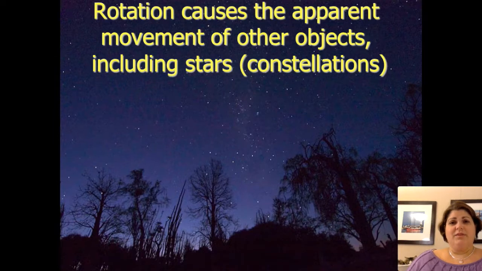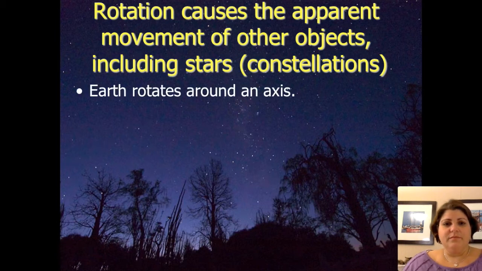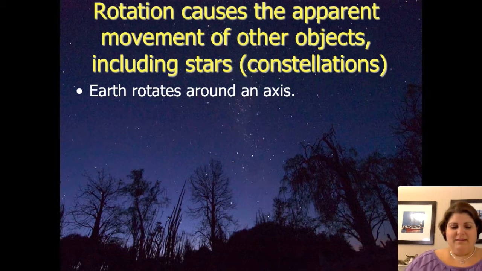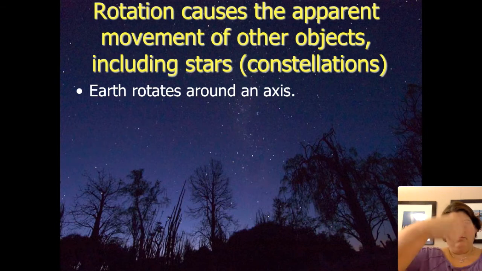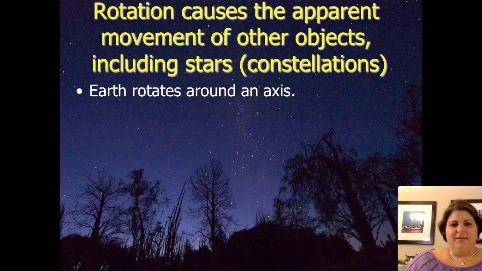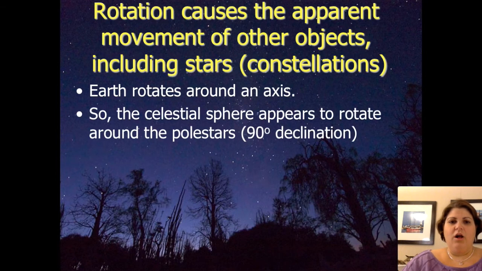Of course, the Earth's rotation causes not only the sun to appear to rise and set, it also causes anything else in space to appear to rise and set, including other stars and constellations and planets. As I've mentioned, the Earth rotates around an axis. That basically means that there is a fixed plane around which the Earth rotates like this. And because of that, as the Earth rotates, it appears that all of the objects in space, in other words, the celestial sphere, rotate around the poles.